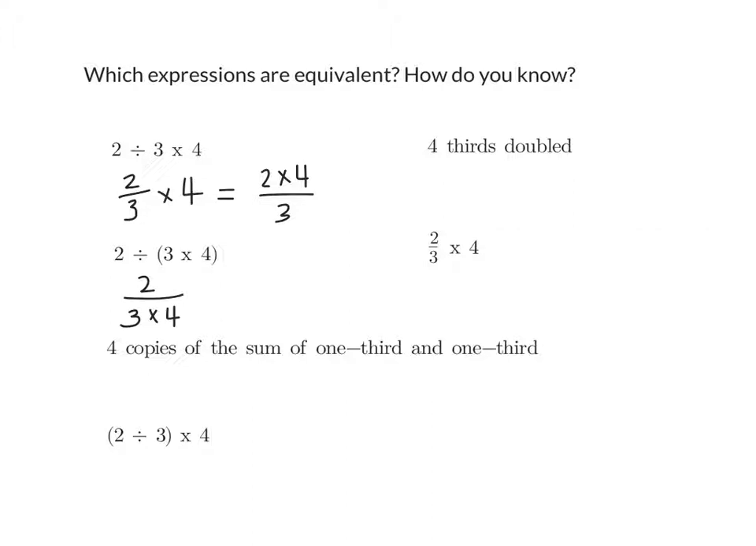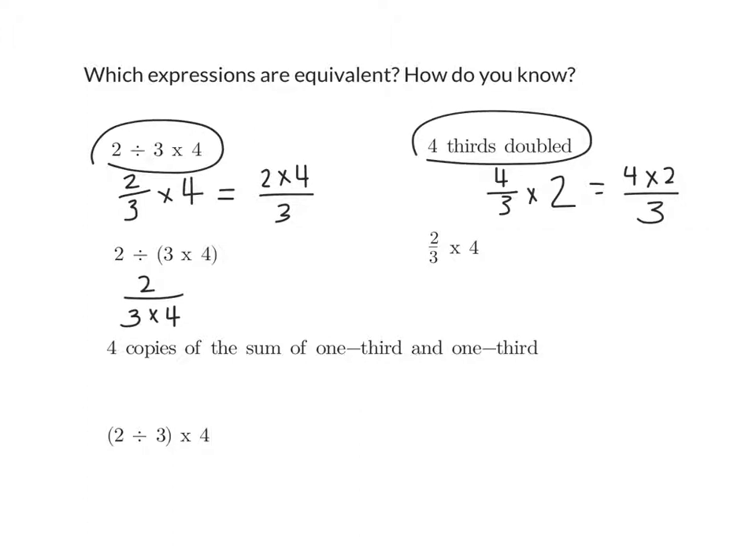4/3 doubled. That means I have 4/3 doubled. When I double something, I multiply by 2, right? Isn't that the same thing as 4 times 2 over 3? Yes. So are these two equivalent? Yes. So you can see when you write them in different forms, I can see that these two right away are equivalent. I couldn't tell that because this is 2 divided by 3 times 4. This is 4/3 doubled. Could I tell that just by looking at the words? I have to write to see what the numbers mean.